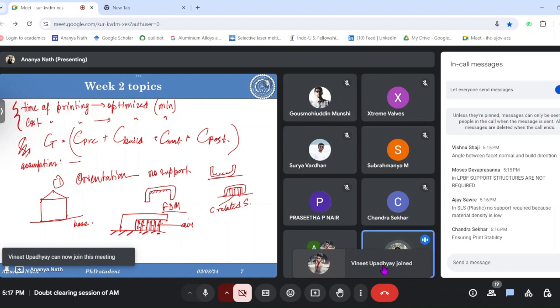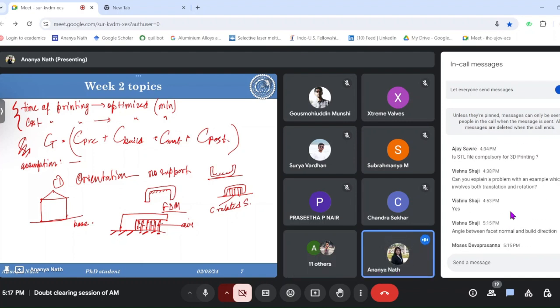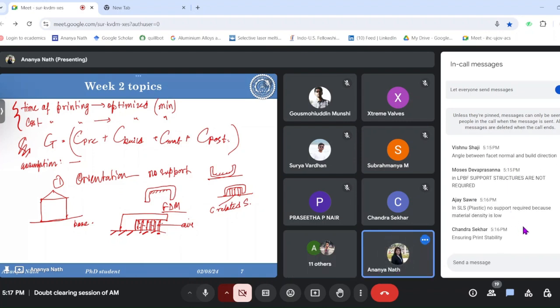In LPBF, support structures are not required. Angle between facet normal and build direction. Okay. In SLS, plastic, no support required because material density is low. Okay. So, yeah. Now, for this scenario, where there is air, the support is needed.